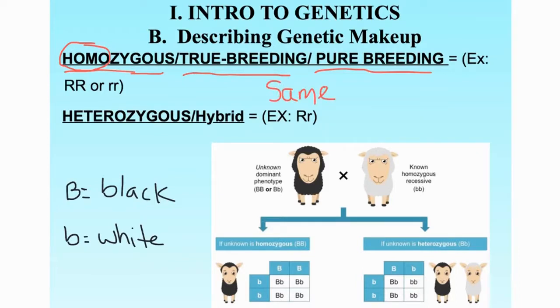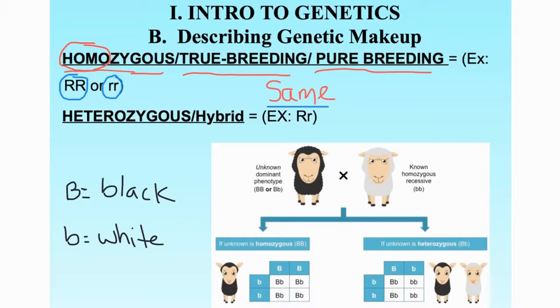So you can have big R, capital, capital, two dominant alleles. That would be homozygous, true breeding, or pure breeding because they're both big. They can also be both lowercase or little letters, recessive. Since they're both the same, they're both little, that would be considered homozygous, true breeding, or pure breeding. So all that means is both of your alleles are the same.